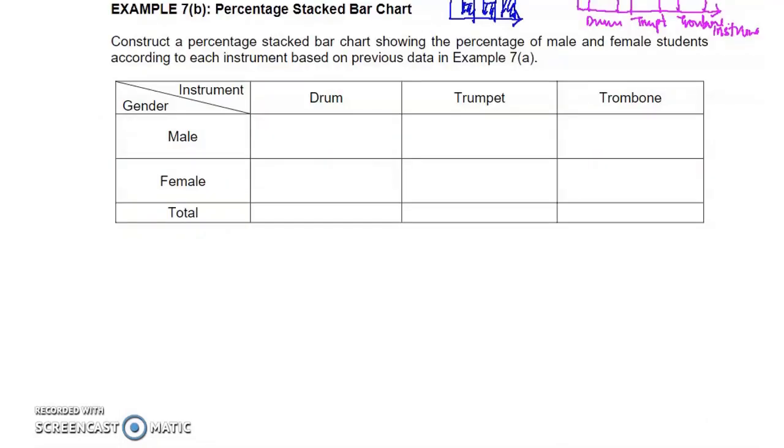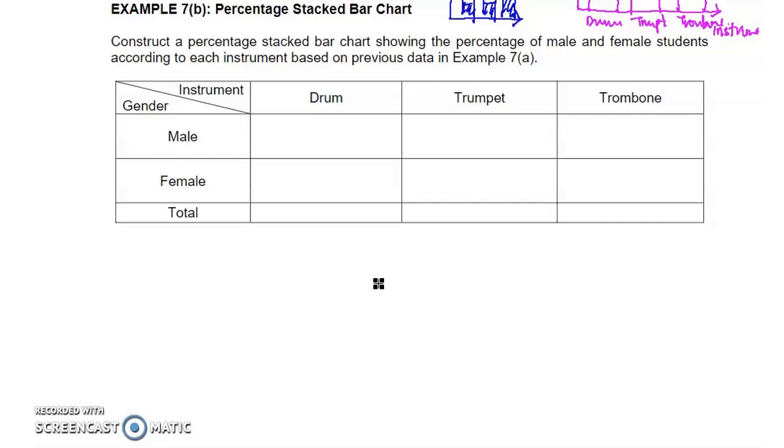Okay, now let's look at how to draw the percentage stack bar chart. For a percentage stack bar chart, the height of each bar will be the same because the total will be 100%. So how to draw? Using the same example: draw a stack bar chart showing the percentage of male and female students according to each instrument based on the previous example. Here you need to calculate the percentage of each category first.